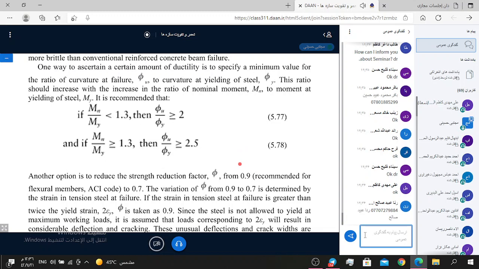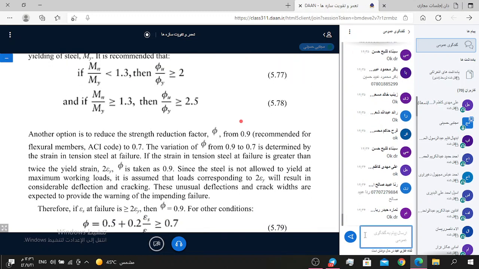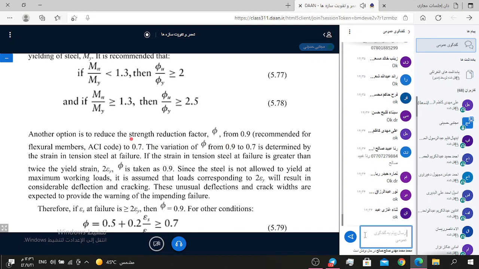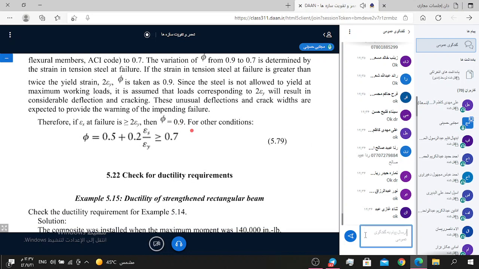Refer to the ACI code. You can reduce the strength reduction factor phi from 0.9 to 0.7, and you can use this equation from 0.9 to 0.7. This is the equation for computing phi.